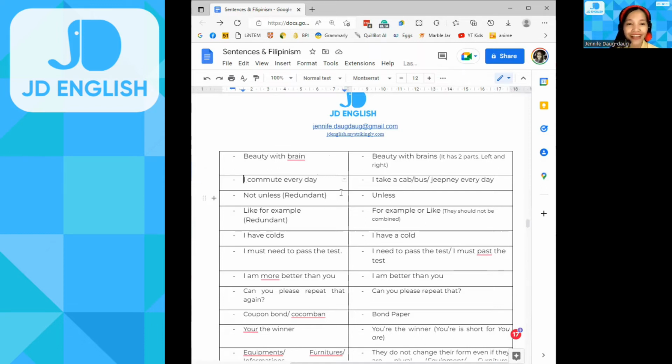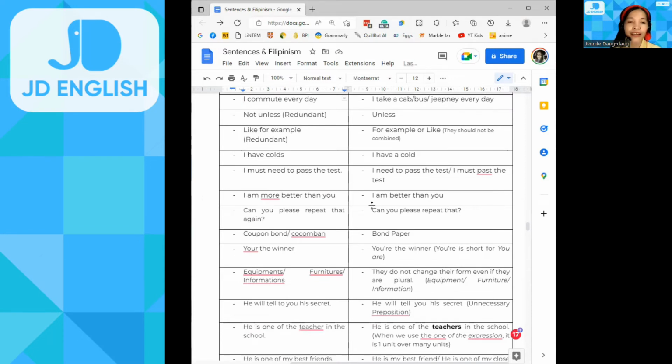I commute every day. Instead, we should say, I take a cab or I take a bus, I take a jeepney every day. Not unless, so this is a redundant phrase. We should say, unless only. Like, for example, this is also redundant. We should say, for example, or like. They should not be combined. I have colds. We should say, I have a cold. I must need to pass the test. Instead, we say, I need to pass the test or I must pass the test.